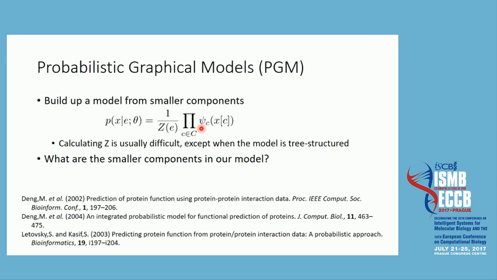Anyway, this right here is saying that the model is going to be a product of local functions, or functions over subsets of variables, and then normalized in order to be a valid probability distribution. So if we can choose what these smaller components are and learn the parameters, then we can make some progress, hopefully. So the question is, what are the smaller components of the model?